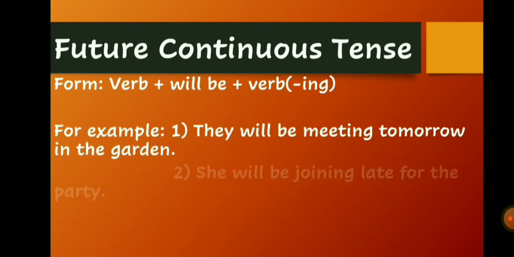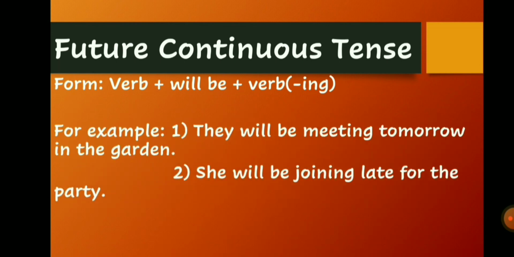For example, they will be meeting tomorrow in the garden. In this sentence, we can see that the sentence itself shows that this is an ongoing action which will be completed sometime in the future. So they is a subject over here. Will be meeting is a future continuous tense.